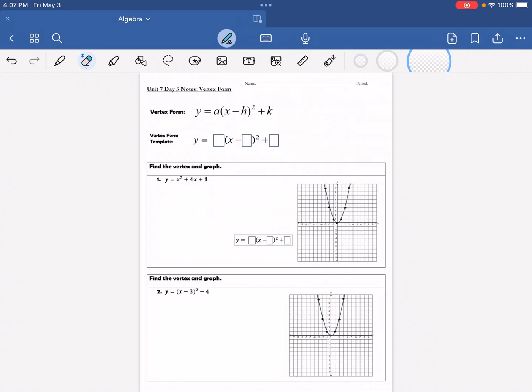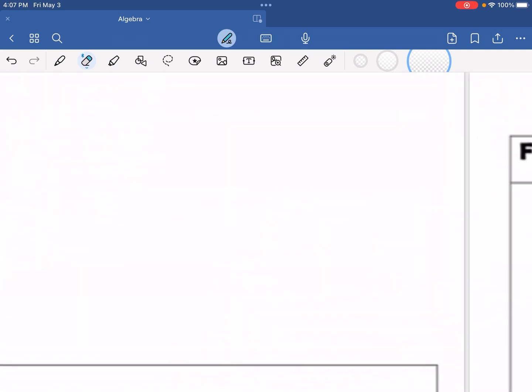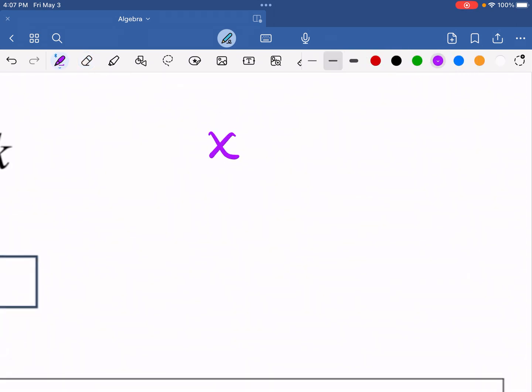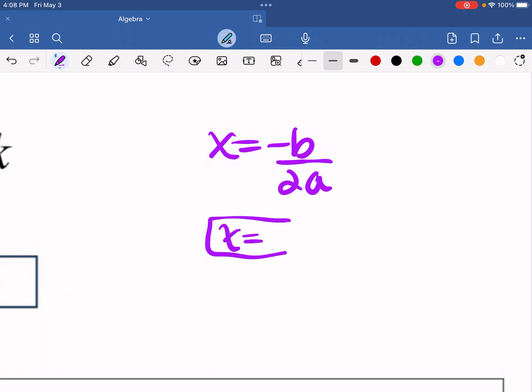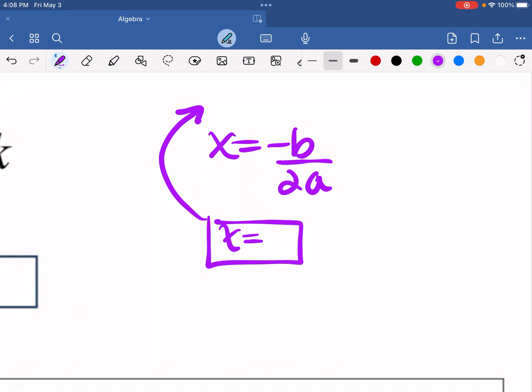Okay guys, in day one we covered how to find the vertex by using the formula x equals negative b over 2a. So then you figure out that answer, you get the answer for x, and then you take your answer, put it back into the normal equation, the original equation, and get your answer for y. So that's how we figured out how to find the vertex.